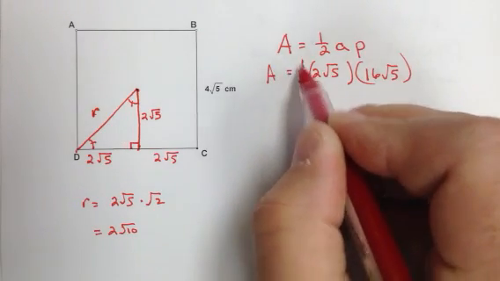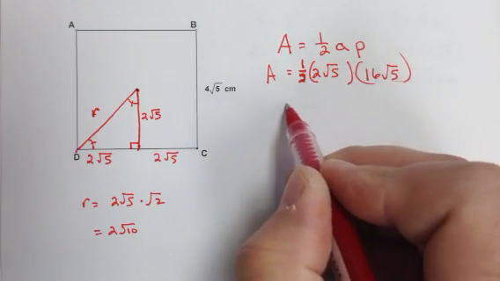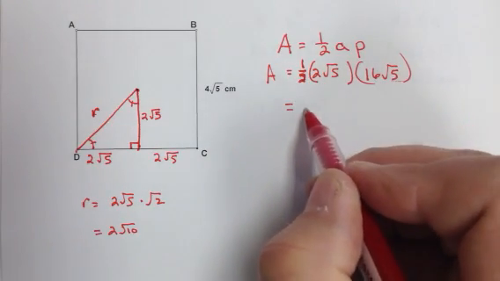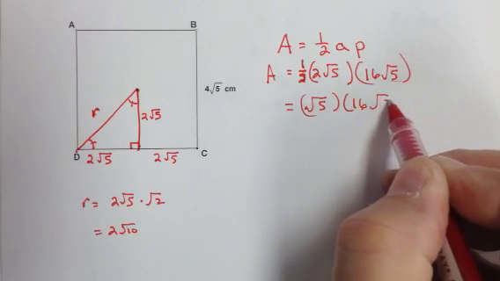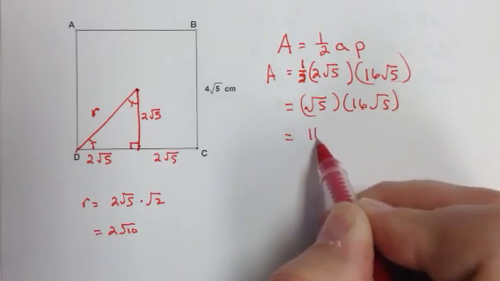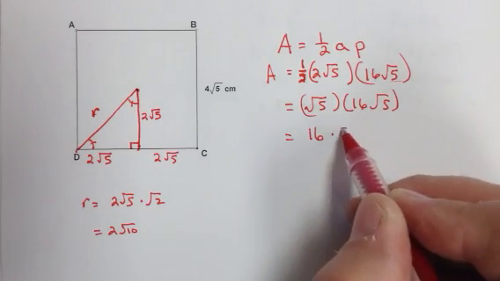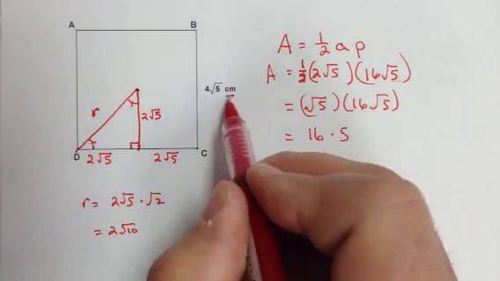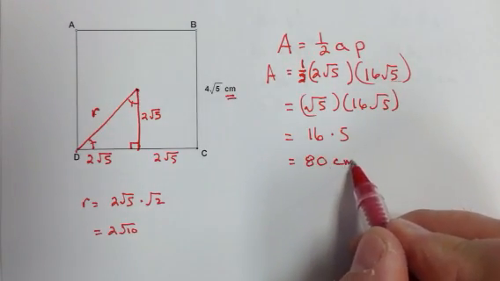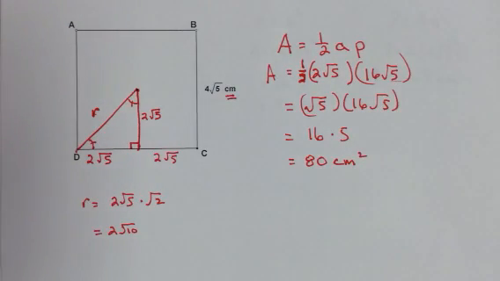times 1/2. So area is 1/2 AP. The 1/2 and the 2 cancel out. Radical 5 times radical 5 is 5, and we still get 80. We still have units, so I have square centimeters. There are many different formulas when it comes to finding area.